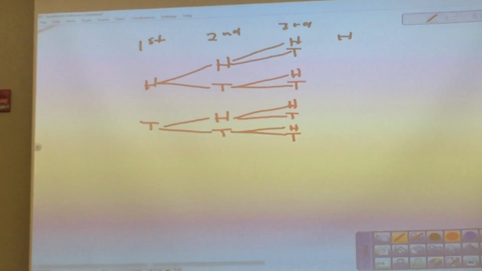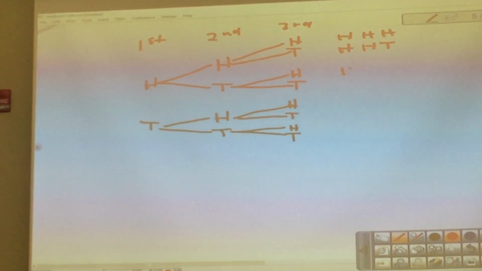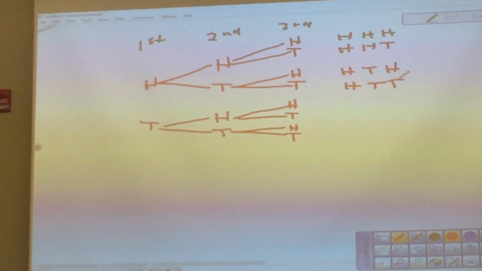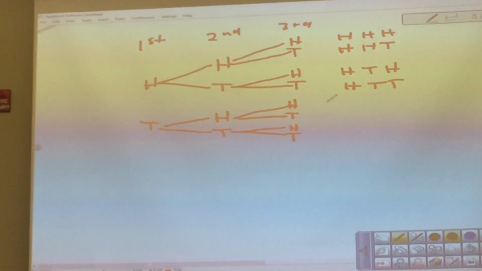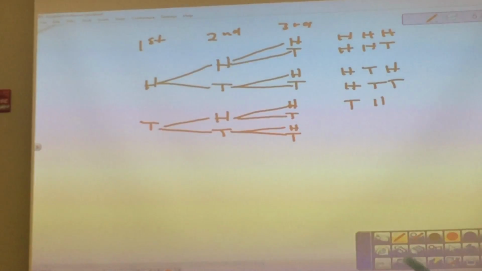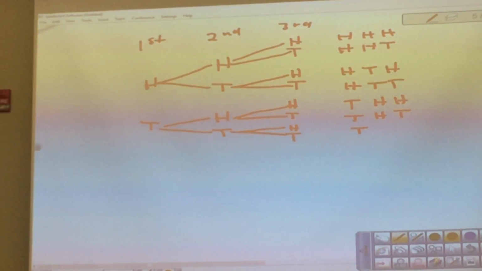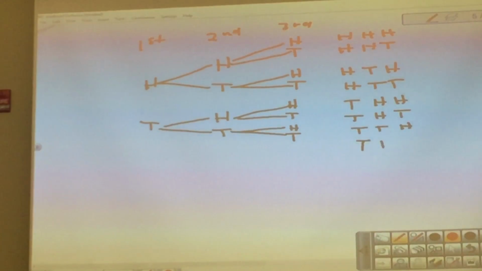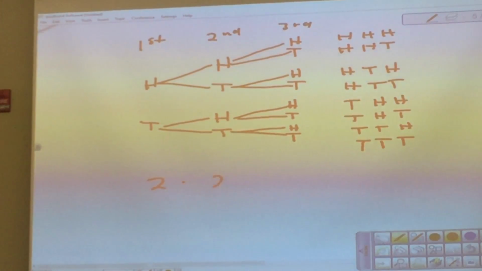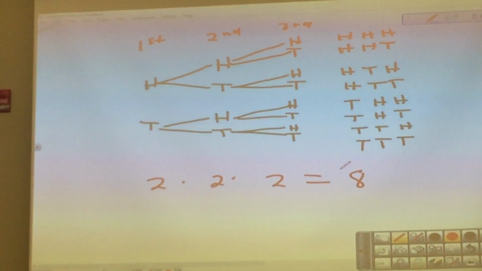So see, there's my head, head, head, head, head, tail. And then here I get head, tails, head, heads, tails, tails, right? So I got 2 choices, 4 choices, 8 choices. Then I can get heads, or tails, head, head, tails, head, tails, tail, tail, head, or tail, tail, tail. So I get 2 possible outcomes here, 2 possible outcomes there, and 2 possible outcomes on my third coin. So 2 times 2 times 2 is 8.